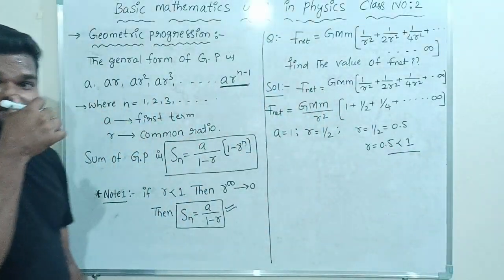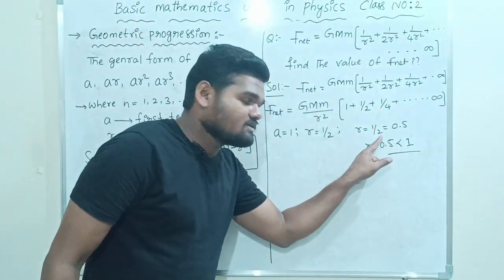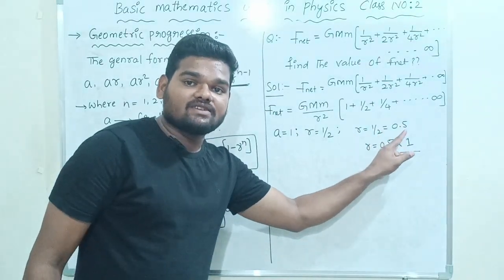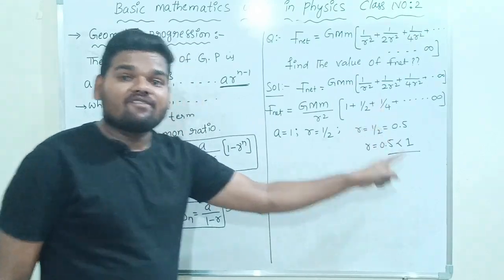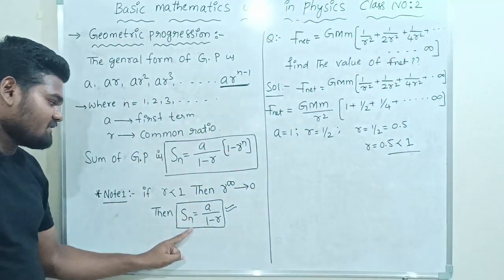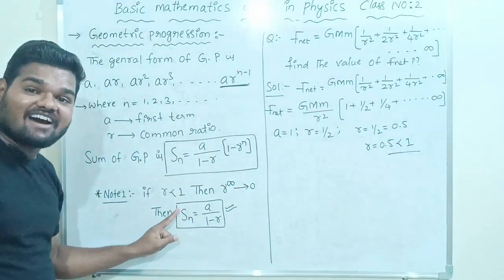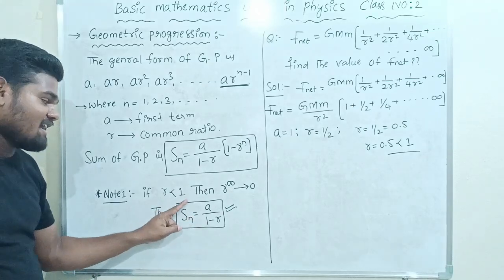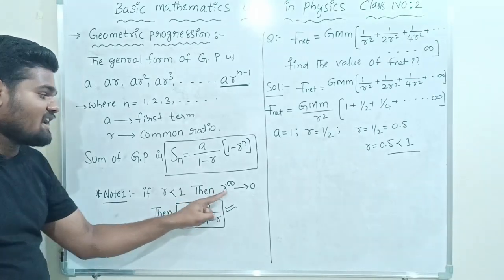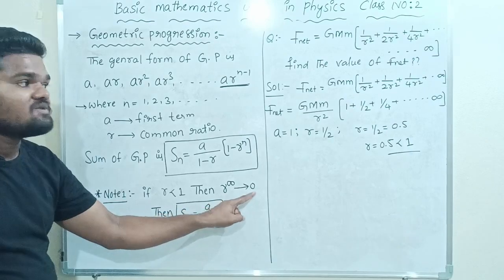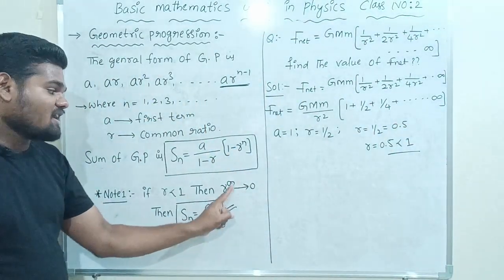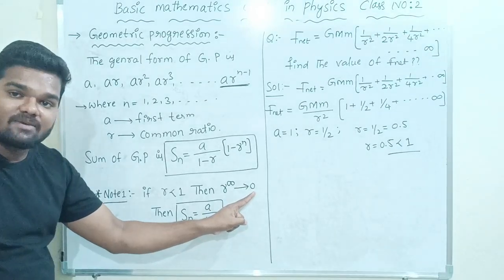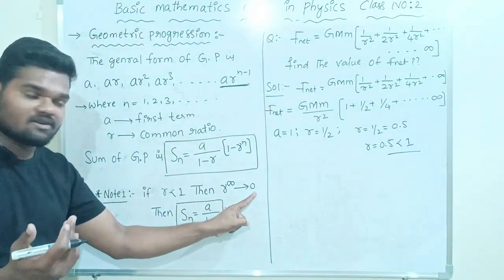Is it clear? The value of R is 1 by 2. The value of 1 by 2 is 0.5. 0.5 is less than 1. So whenever R is less than 1, then R to the power of infinity tends to 0. See, this is an infinite term. So R to the power of infinite tends to 0. That means R to the power of n tends to 0.